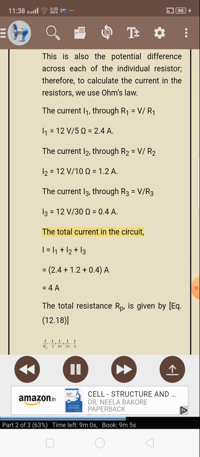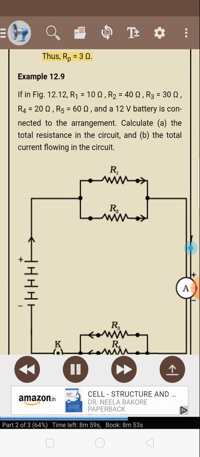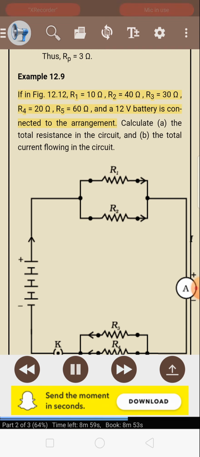The total current in the circuit, I equals I1 plus I2 plus I3, equals 2.4 plus 1.2 plus 0.4, equals 4 A. The total resistance RP is given by Eq. 12.18. Thus, RP equals 3 ohms. Example 12.9. If in figure 12.12, R1 equals 10 ohms, R2 equals 40 ohms, R3 equals 30 ohms, R4 equals 20 ohms, R5 equals 60 ohms, and a 12 volt battery is connected to the arrangement, calculate (a) the total resistance in the circuit and (b) the total current flowing in the circuit.